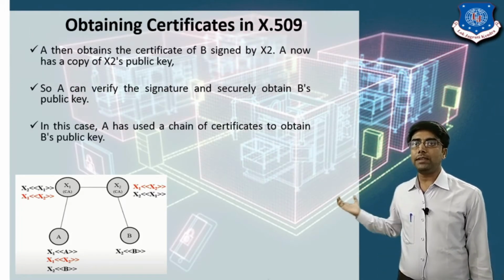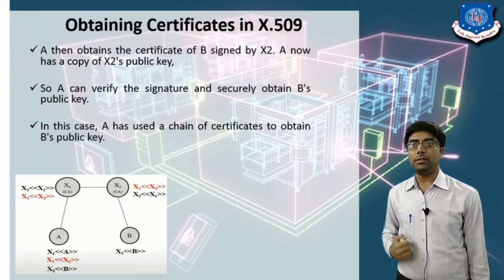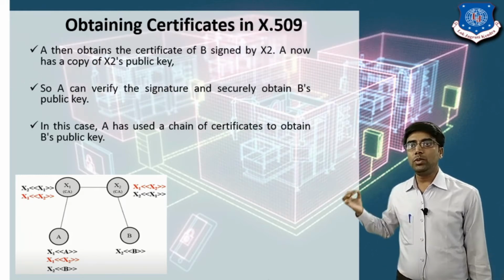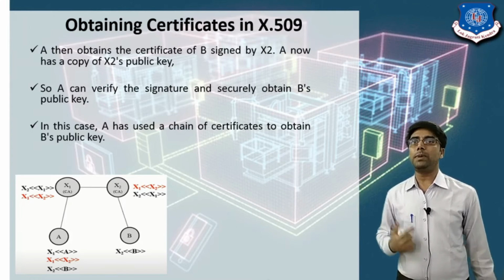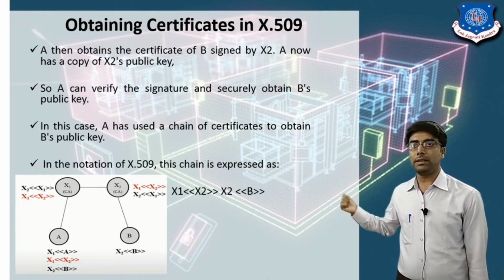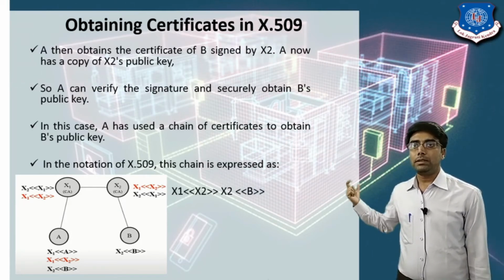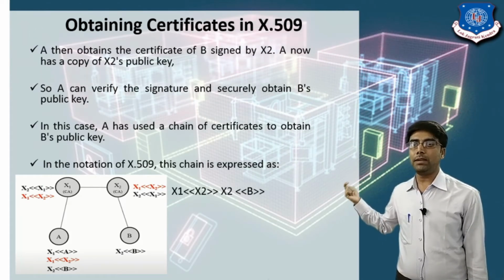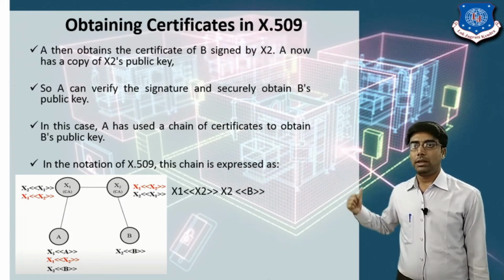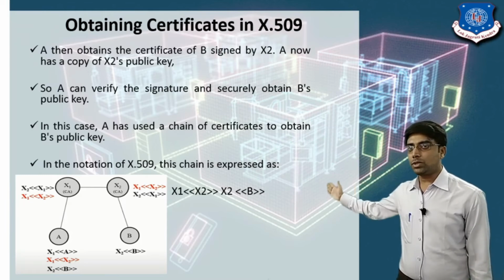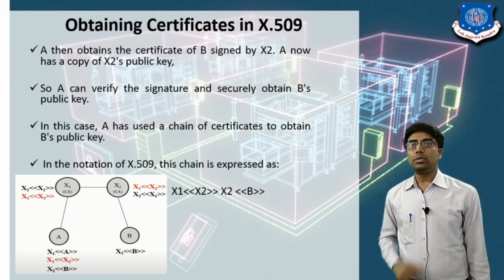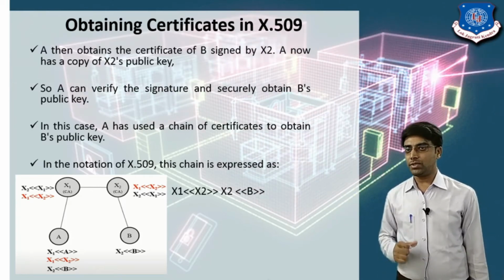Now in this case, A has used a chain of certificates to obtain B's public key, and here we should follow the chain. In the X.509 notation, the chain is expressed like this. X1 of X2 means the X2 certificate is generated by, or signed by, the X1 certificate authority. Second, X2 of B means the B certificate is signed by the X2 certificate authority. So this is the chain.